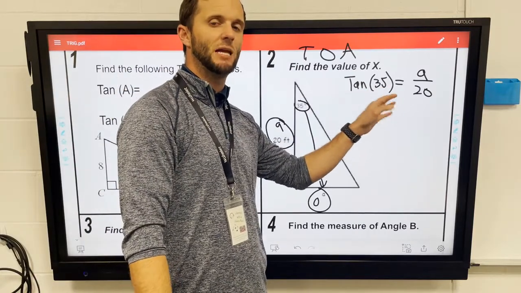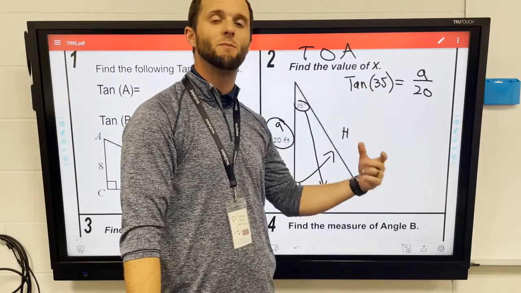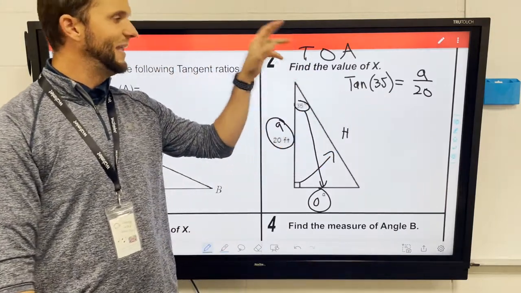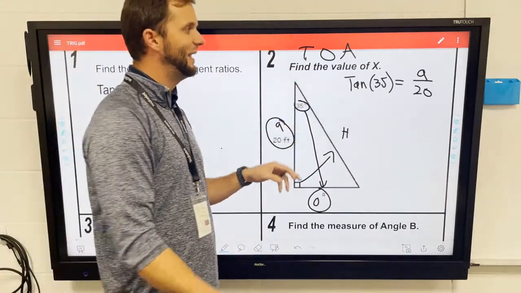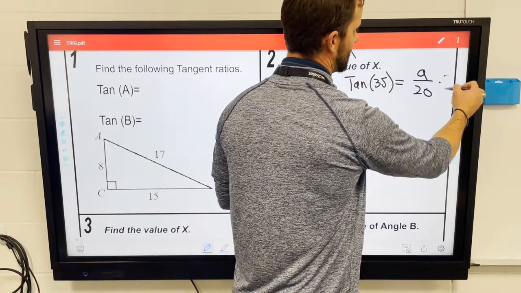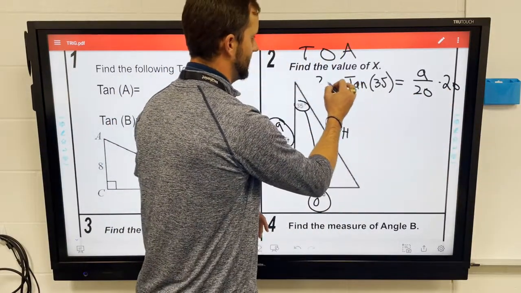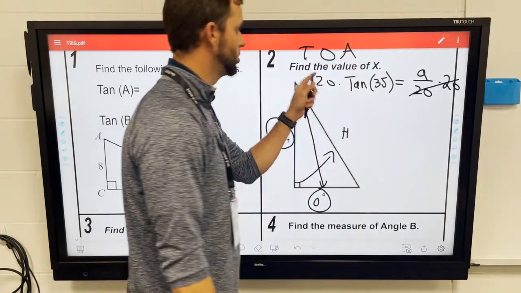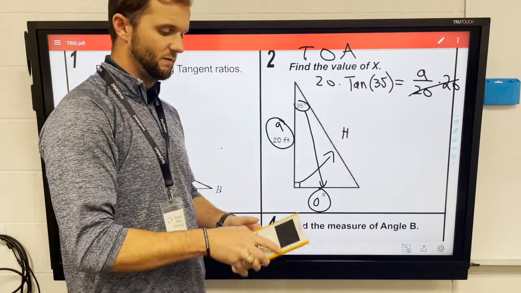If I type the tangent of 35 in the calculator, it's going to give me a decimal. So treat this whole thing as a number. If I want to get A by itself, I'm dividing by 20, so I'm going to multiply by 20 on both sides. So that's going to cancel over here. Literally in my calculator, I'm going to do 20 times the tangent of 35.